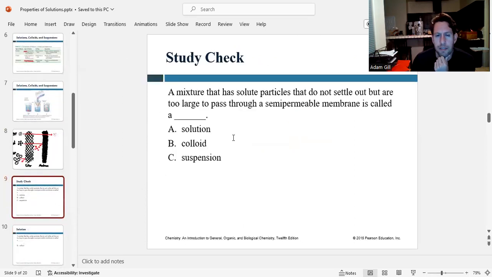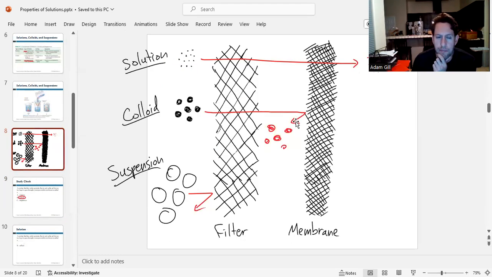Now, study check. A mixture that has solute particles that do not settle, but are too large to pass through a membrane. Well, that would be a colloid because they're too big to pass through the membrane, but they don't settle. And so only suspension particles are big enough to settle.